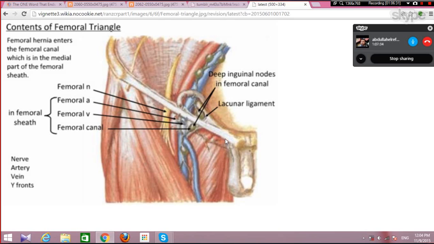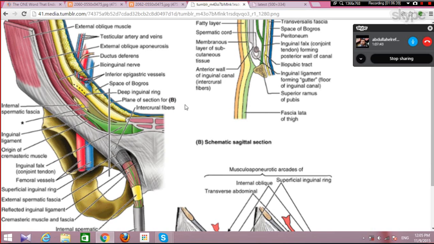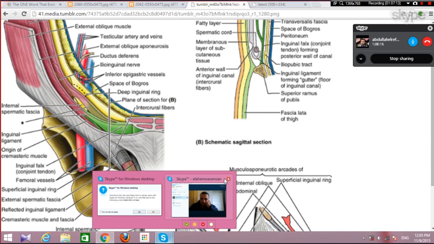Then we have something which is called the inguinal canal. Do you know what the inguinal canal is? It's an oblique canal which goes from here till here. The canal is superior, posterior, and lateral. And it goes inferiorly, anteriorly, and medially. Did you understand?